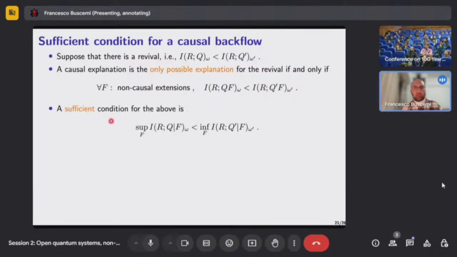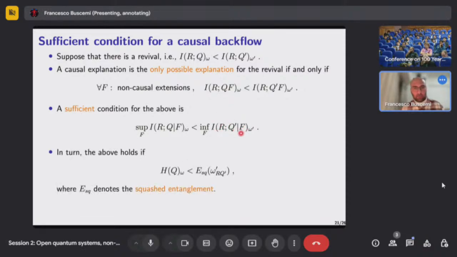So now a sufficient condition for the above is that you can just take the conditional here. You just rewrite this in terms of the conditional mutual information, and then you take the supremum here, and you ask that the supremum, however you look here from the viewpoint of this extension, is always going to be strictly less than the infimum that you can do at the later time.